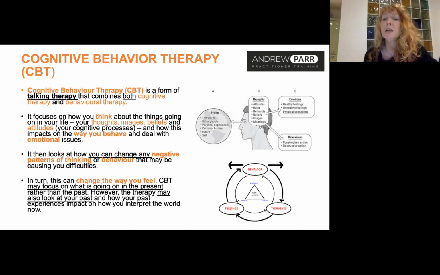It's a form of talking therapy, but it combines those two aspects, how we behave and how we think. So the classic thing we all talk about is think, feel, and behave, and that is what you'll always hear in relation to CBT. It focuses on how you think about your life, might be your beliefs as well, digging into those, looking at how you're thinking about those things, and feeding into how you behave and deal with emotional things going on in your life. It can help you change negative thinking patterns and behaviour, and we all know that this in turn can change how you feel.